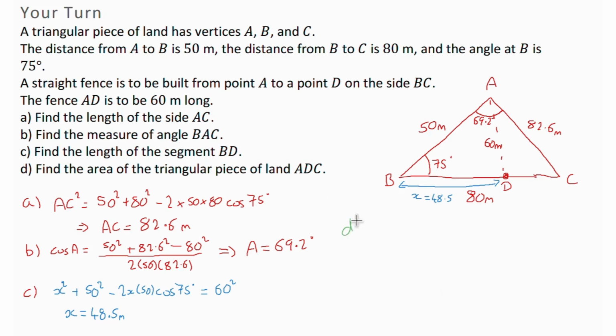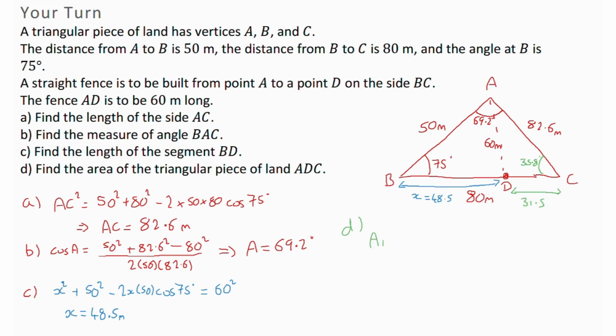Finally, for part D, find the area of this piece of land here, ADC. Now to do that, I need to know two things. I need to know this angle here. Well, this angle here is the angle left over in the triangle, so 180 minus 75 minus the 69.2, which is going to be 35.8. And I also need to know this length here. This length here is the 80 minus the 48.5, which is going to be 31.5.